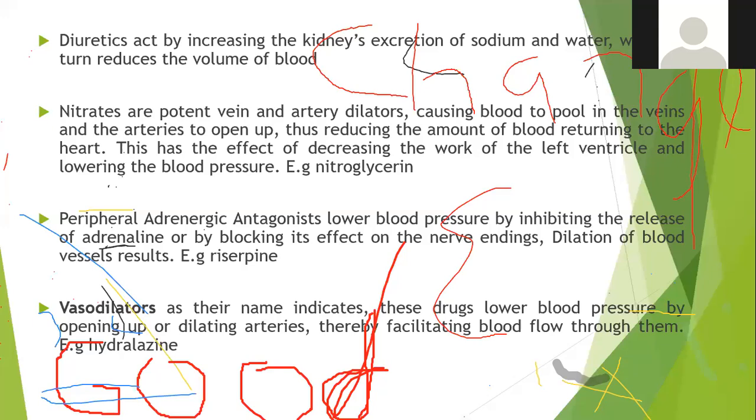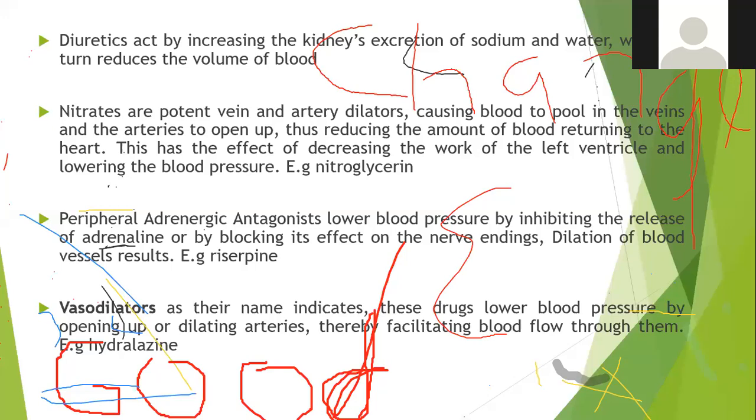Another class of cardiovascular agents is the peripheral adrenergic antagonist, which lowers blood pressure by inhibiting the release of adrenaline or by blocking the effect of adrenaline on the nerve endings, resulting in blood vessel dilation. You all know that adrenaline will cause vasoconstriction. So when it is being inhibited, you have dilation of the blood vessel. An example of this peripheral adrenergic antagonist is reserpine. And the last but not the least is vasodilator. As their name indicates, they lower blood pressure by opening up or dilating arteries, thereby facilitating blood flow through them. An example of a vasodilator is hydralazine, which is also known as apresoline. It comes in injection ampoules, and it also comes in powder form.